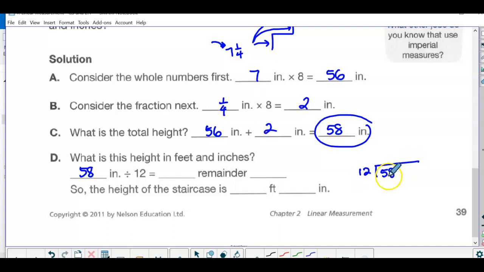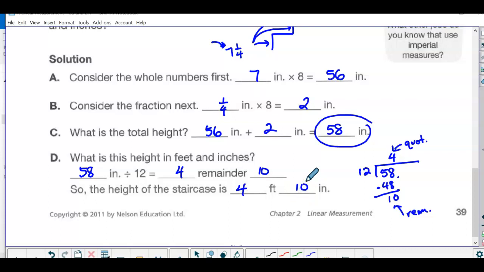12 doesn't go into 58 exactly, but it does go approximately 4 times. So 4 times 12 is 48. Subtract, we get 10, right? So we would have to put a decimal and so on. We don't want decimal forms. This is asking for the whole number, 4, and the remainder is 10, right? This is your remainder. This is your quotient. Okay, so that's your answer, 4 feet, 10 inches. Okay, so that's how you convert.